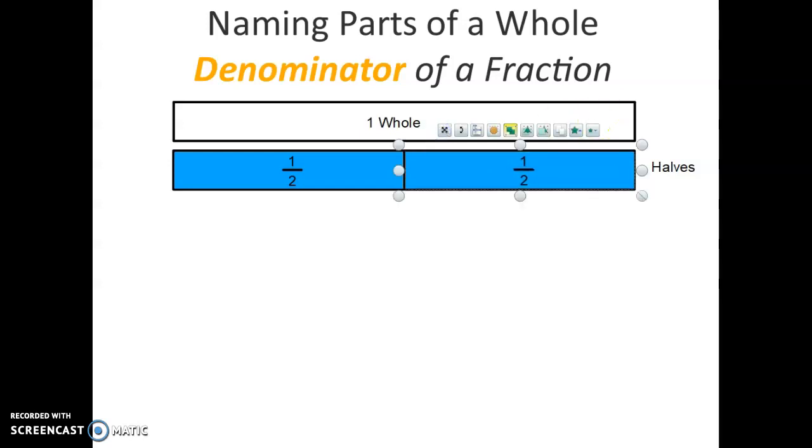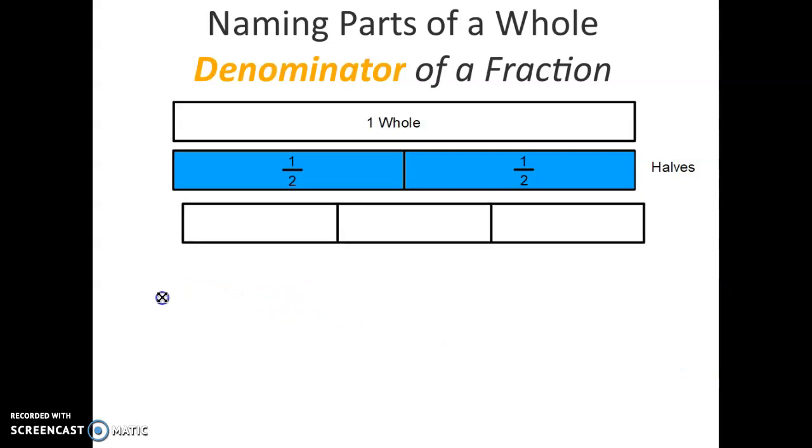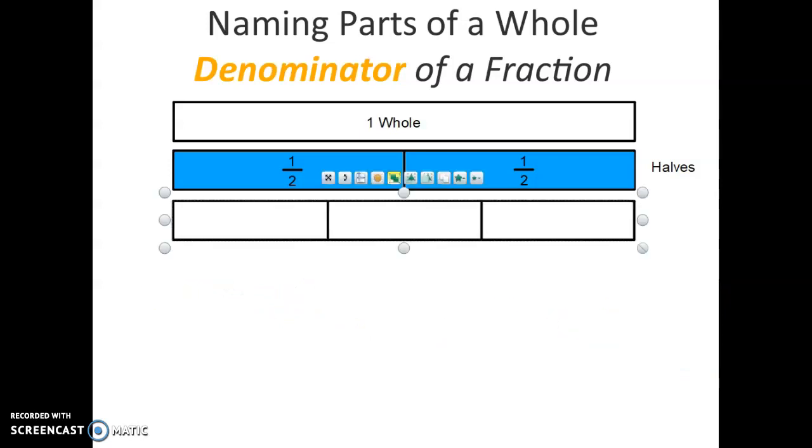Likewise, if I take our whole again and I break it into 3 equal pieces, those pieces would be called thirds. And the denominator, 3, tells us that there are 3 equal pieces in the whole.